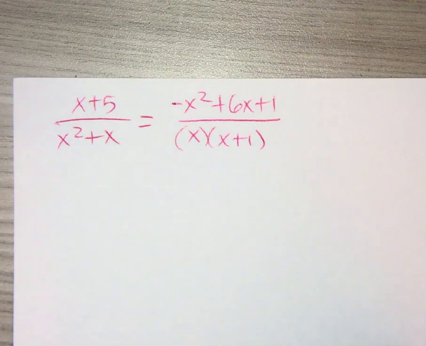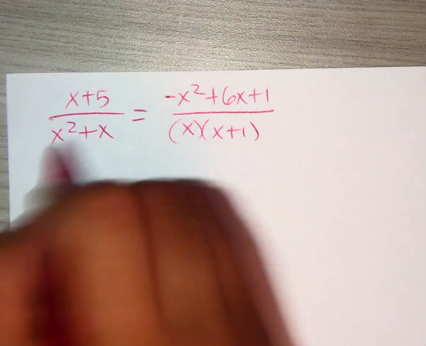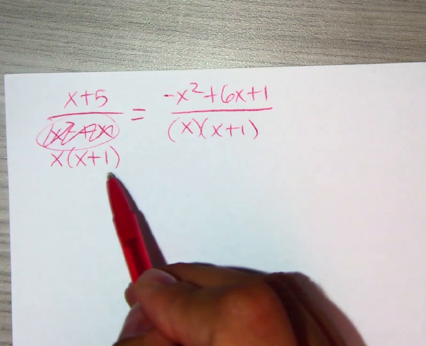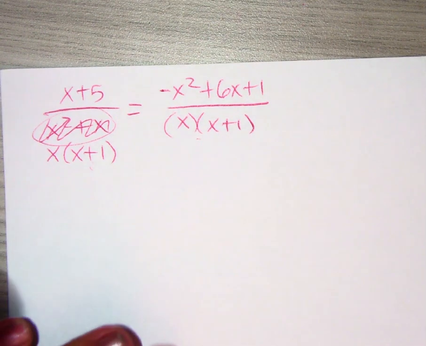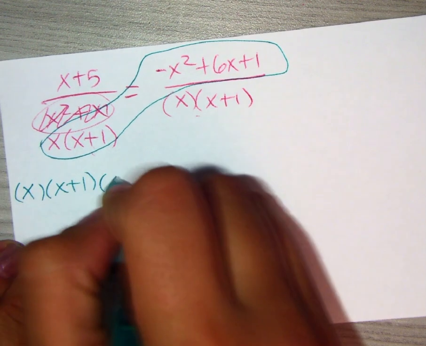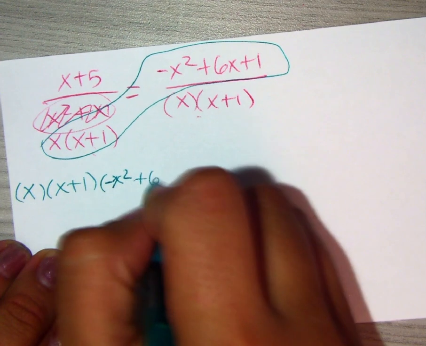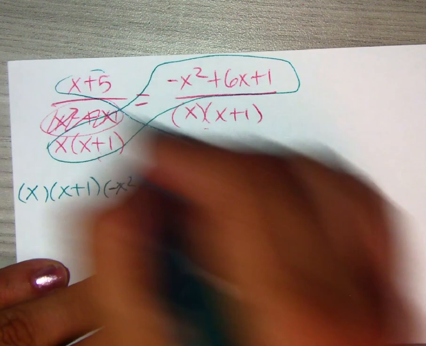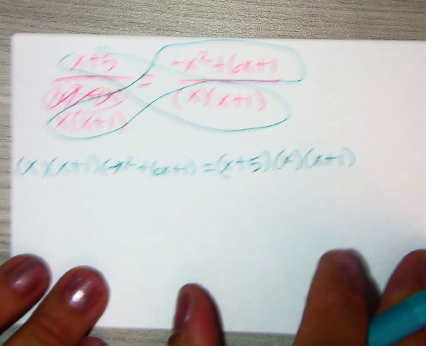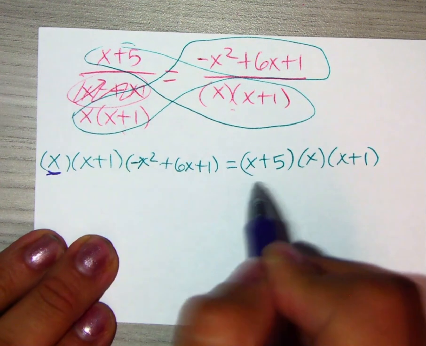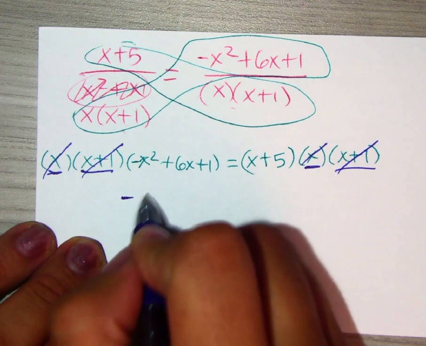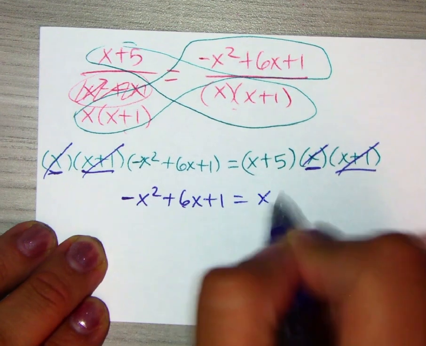So now let's apply the solving steps. We want to have factors. So let's factor that. That's going to result in x times x plus 1. And then you noticed that they're the same. So what's going to happen here is that when you cross multiply, you're going to have x times x plus 1 times negative x squared plus 6x plus 1 equals these two. So x plus 5 times x plus 1. And now you realize that we do have these common factors that we can cancel out of the equation. And then we can write negative x squared plus 6x plus 1 equals x plus 5.